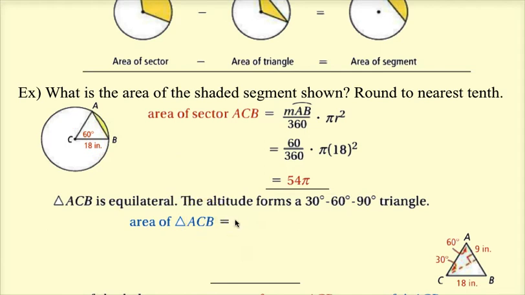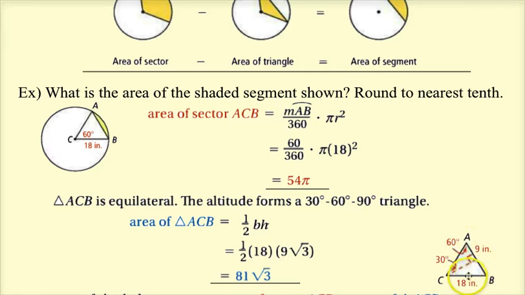Remember, area of a triangle is half base times height. So basically, if I drew the altitude, that's going to be a 30, 60, 90 triangle, just like we did in the last chapter a lot. So the area of the triangle is half base times height. The base is 18. The height is just going to be half of 18 radical 3. So half of 18, because that's the base, and then my height is 9 radical 3. So my area of my triangle is 81 radical 3.